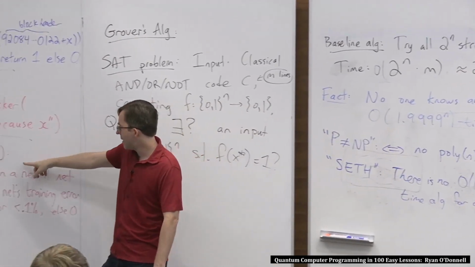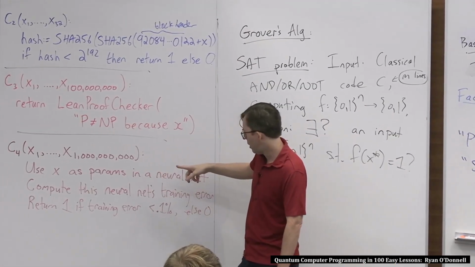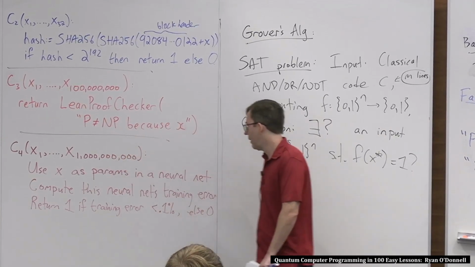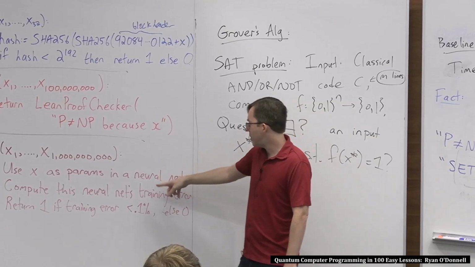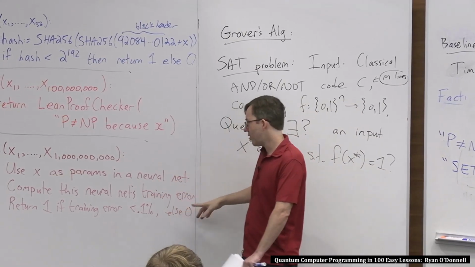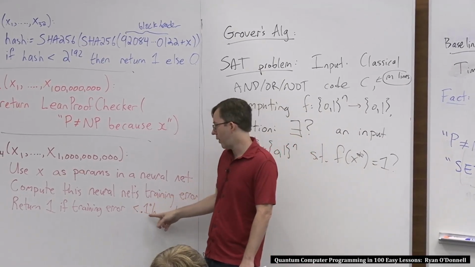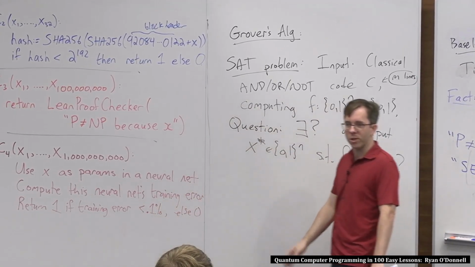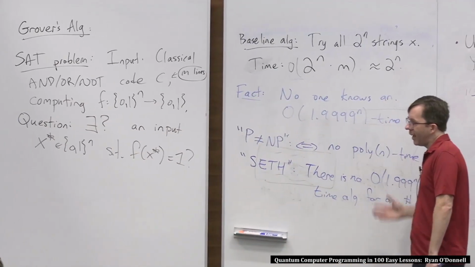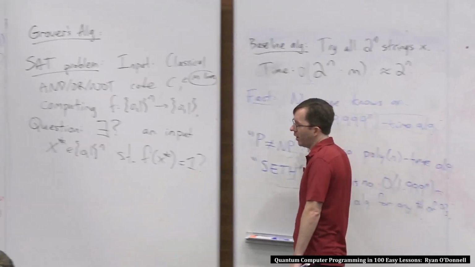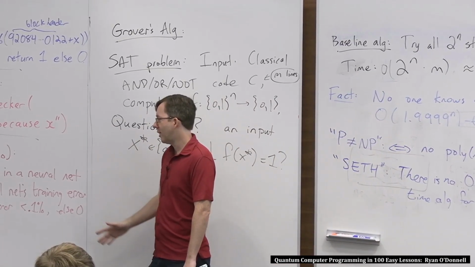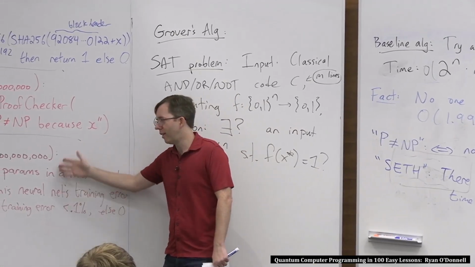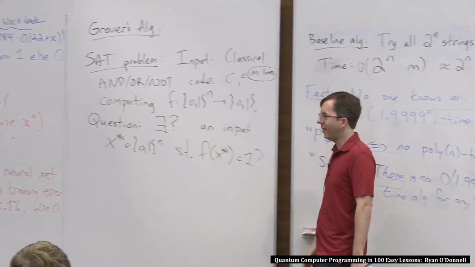This is my last example I thought of. This code takes in 1 billion bits, and uses them as parameters in a neural net, and computes this neural net's training error on some fixed training data, and it returns 1 if and only if the training error is less than 0.1%. So then, if you had a SAT solver that was really good, you would plug in this block of code, and it would just auto-train your neural net. It would find all the parameters, lickety-split.